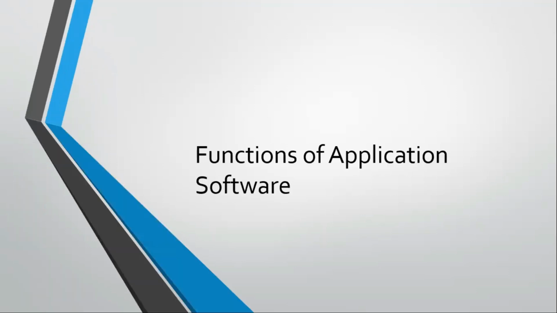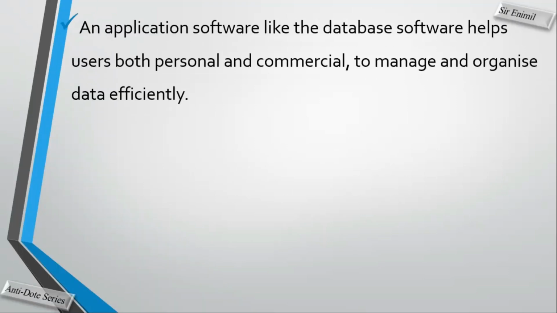Now, functions of application software. An application software like the database software helps users, both personal and commercial, to manage and organize data efficiently. So if you want to manage and organize data, then you need a database software. Now, database is just a collection of related data, and we have interacted with database before.